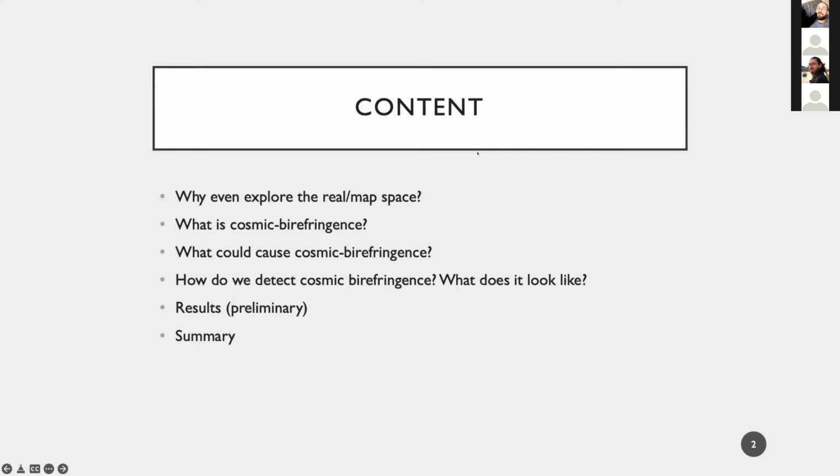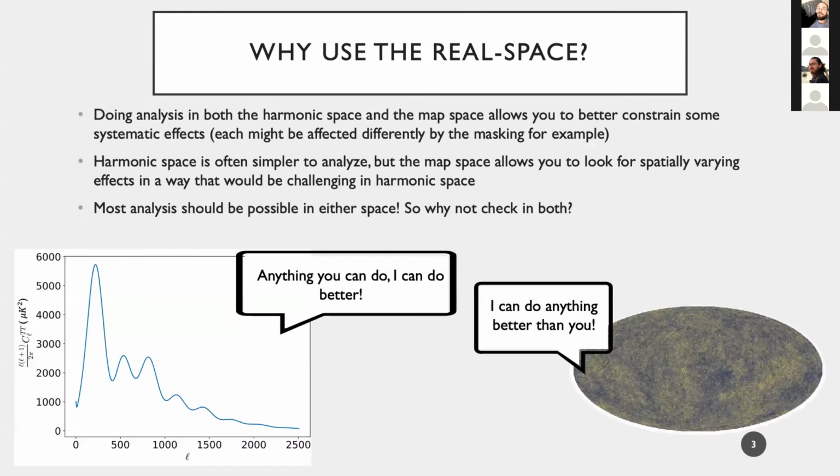Yes, okay, perfect. So the question I'm going to start with is why you would even look at the real or map space. Then I'll be talking about what is cosmic birefringence, and cover a lot of the background here for me and Johannes. And then, what could cause cosmic birefringence? How do I detect it or look for it in a map space analysis, some preliminary results, and a summary.